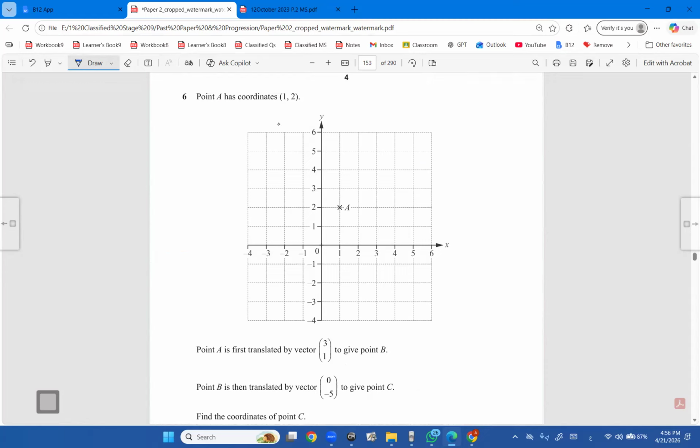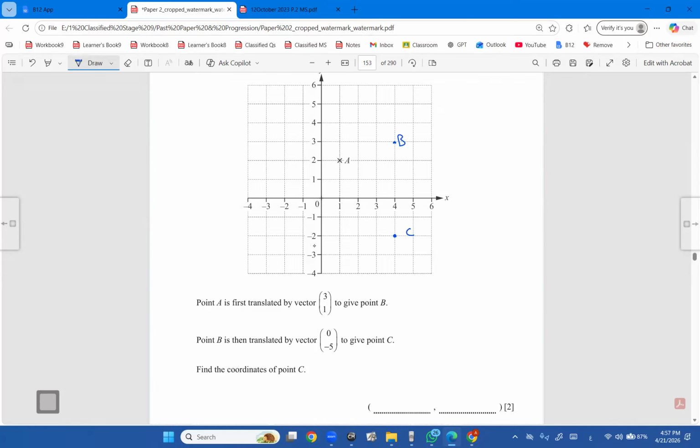Point A has coordinates 1 and 2. Point A is first translated by vector 3, 1. So 3 right, 1 up. 3 right, 1 up is here. Then they're giving you point B. Then point B is translated by vector 0, -5. So it doesn't move right or left, but it goes down 5. So it becomes here. This is C. Write the coordinates of C. It is 4, -2.